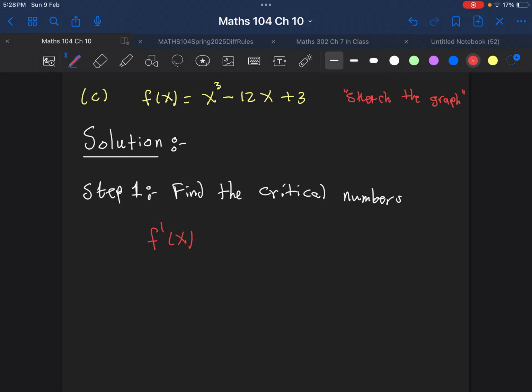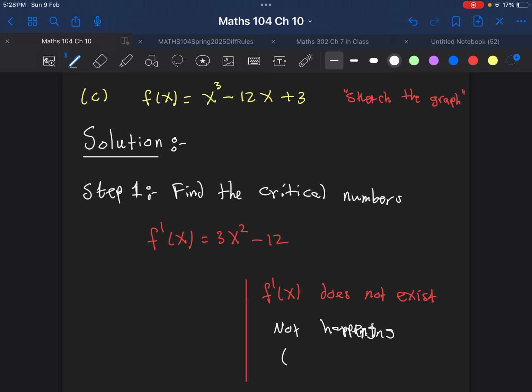In order to find the critical numbers, we need the derivative. So we get 3x squared negative 12. And then we ask ourselves, does this derivative at any point not exist? Do we have any point where we have a problem with this function? The answer is this is not happening. Why? Because there is no denominator, no problems with this function. And that's why we will not explore this case.